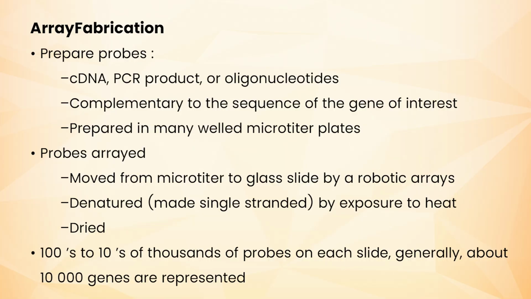The array fabrication is done again in two different steps. First is probe preparation, and second is the arraying of these probes with a specific address onto the chip. So, how can the probes be prepared? The probes can be cDNA, a PCR product, or oligonucleotides, that means completely synthesized nucleotides made in the lab.